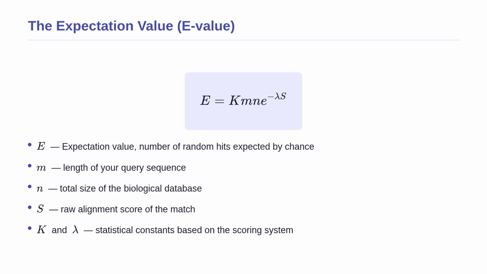Notice that if the database size n increases, the e-value increases, meaning you are much more likely to get random, meaningless matches in a larger database.